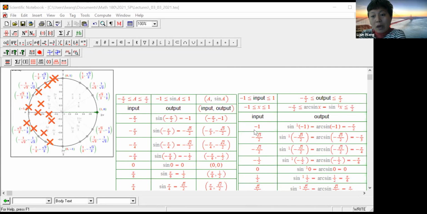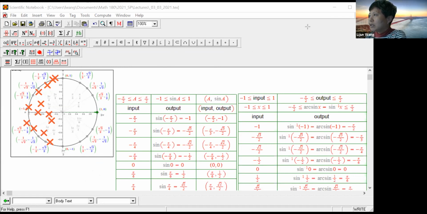So when you work with arcsine, you can look at this too. How do you use it? For example, you say, I want arcsine of -√3/2. Where is it? You're gonna look for the red number, -√3/2. Okay, right here.